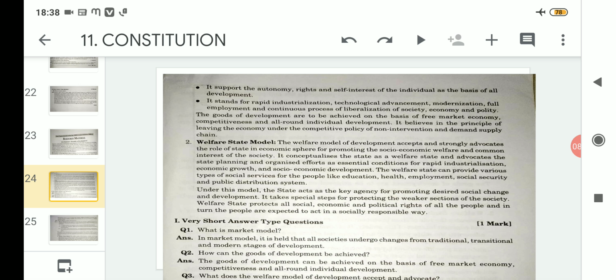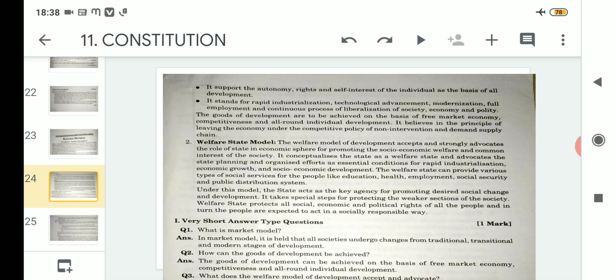Apart from market model where economy is the key factor, the welfare model accepts strongly the role of state in economic sphere for promoting the socio-economic welfare. As by the model's name only, we can understand that it works for the welfare of the society. That's why it is known as welfare state model. Clear?